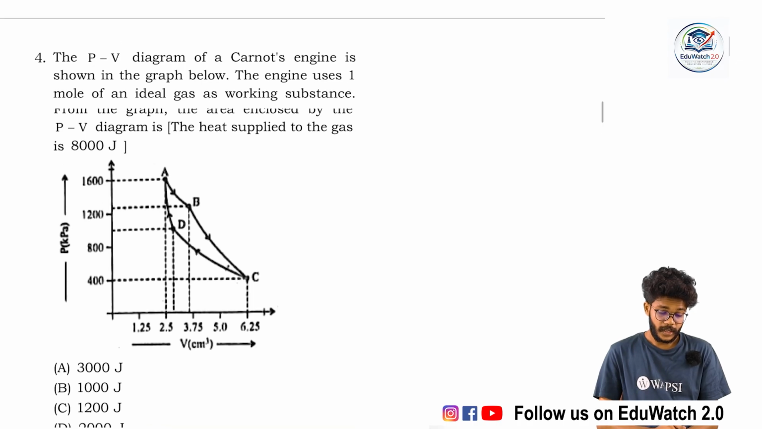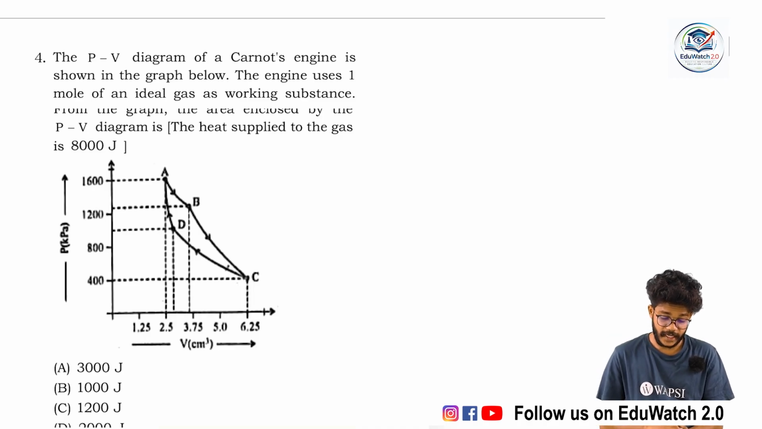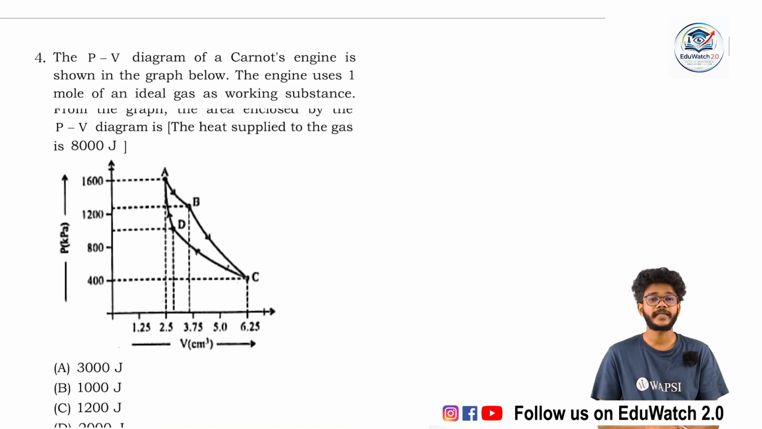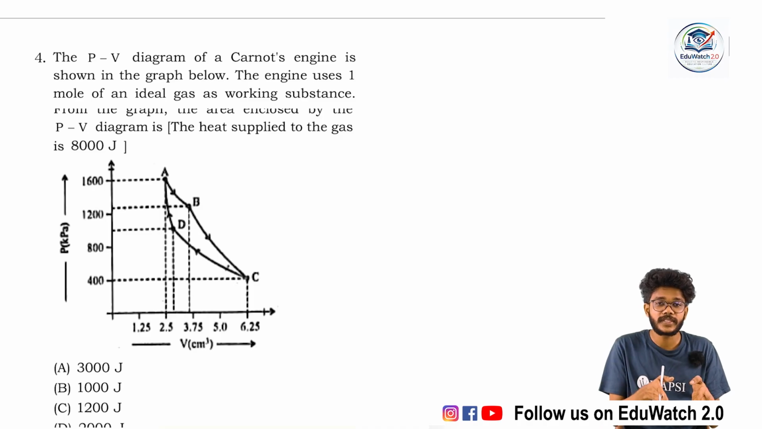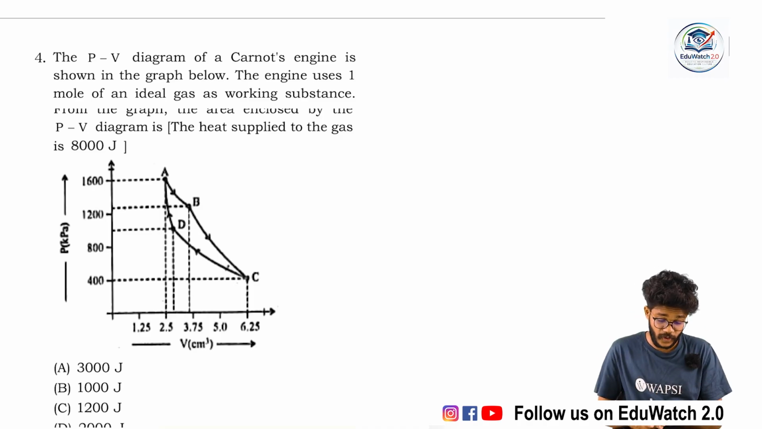The PV diagram of a Carnot engine. The graphical representation of a Carnot engine is shown in the graph below. The engine uses 1 mole of an ideal gas as working substance. So n is equal to 1. From the given graph, the area enclosed by the PV diagram is nothing but work. So actually the question is we need to find the work.